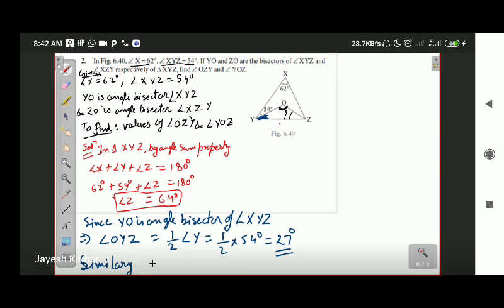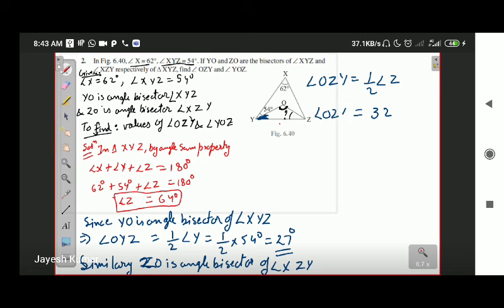Similarly, the second one is ZO. ZO is the angle bisector of the second angle, angle XZY. In the same manner, angle OZY is equal to half of angle Z. So this will be 32 degrees. The value of angle OZY will be equal to 32 degrees. So first of all, we needed to determine the value of angle OZY.